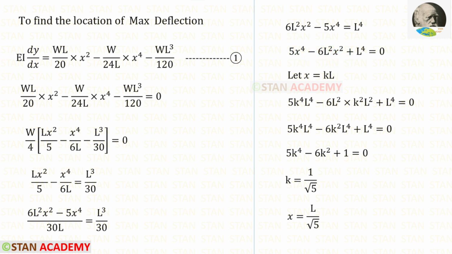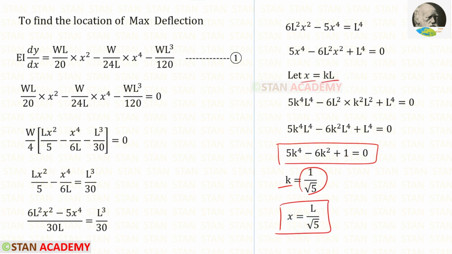Let us keep x is equal to KL. So instead of x, we can apply KL. From this term, we can take L power 4 outside and we can take on the other side 0 upon L power 4, it will be 0. Then we can take a calculator and solve this equation so that we will get K. We know that x is KL, so x will be L upon root 5.